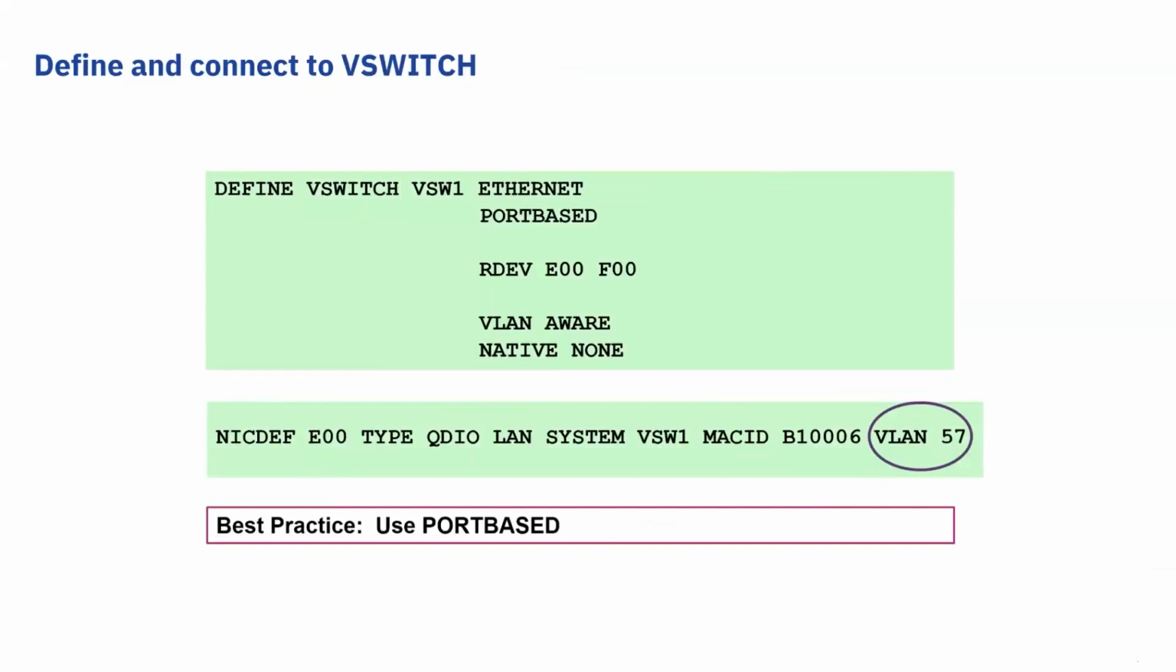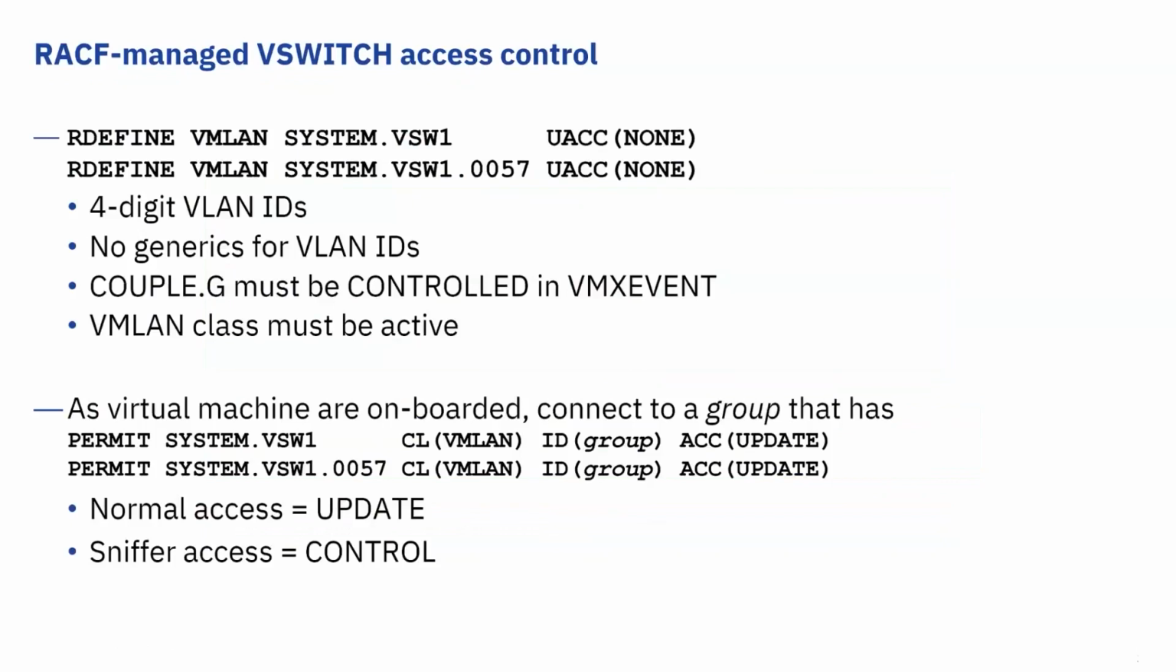Defining the vSwitch, this is just vSwitch with the Ethernet option. In this case, you can use port-based. Port-based is slowly becoming the default. Everything will be port-based in the future. We allow RACF or the ESM to control vSwitch access. This was really good before we had the ability to put the VLAN ID in the directory.